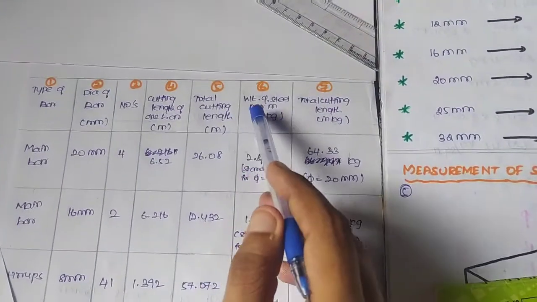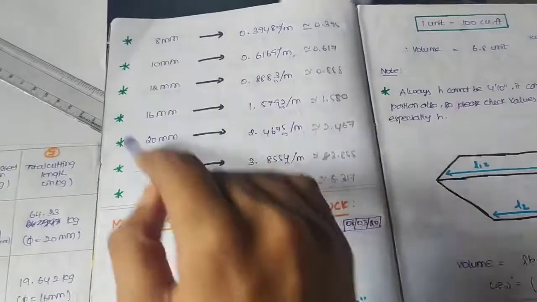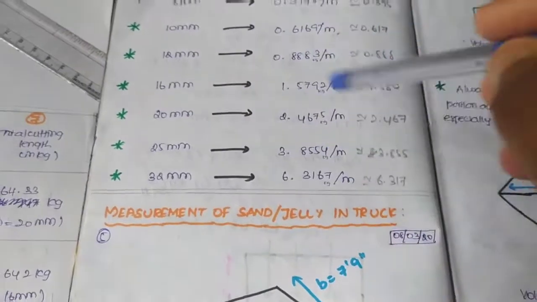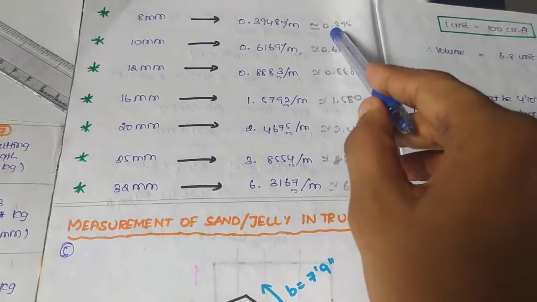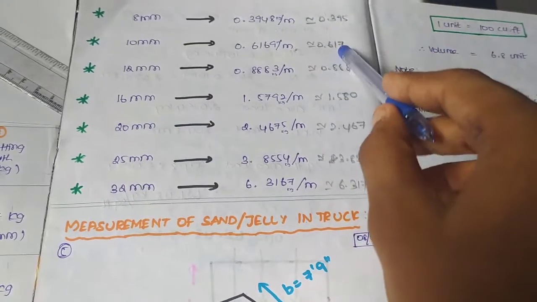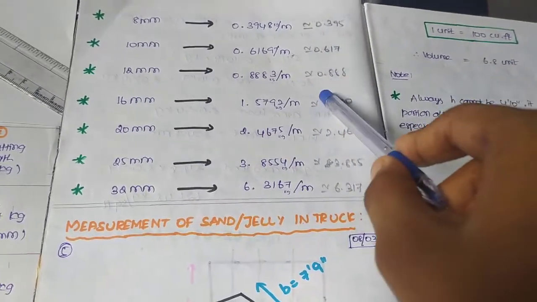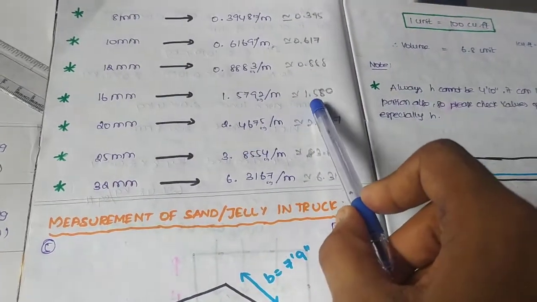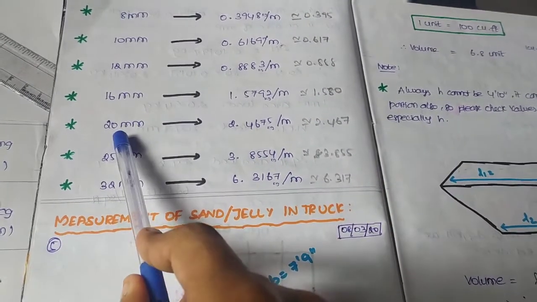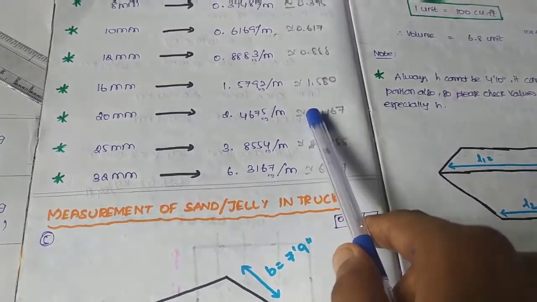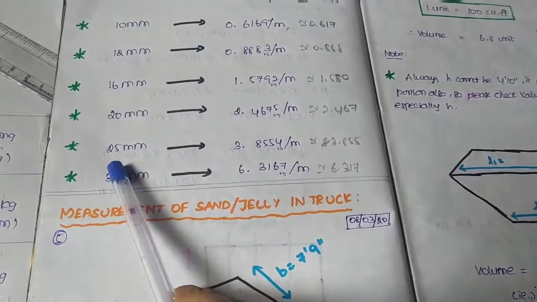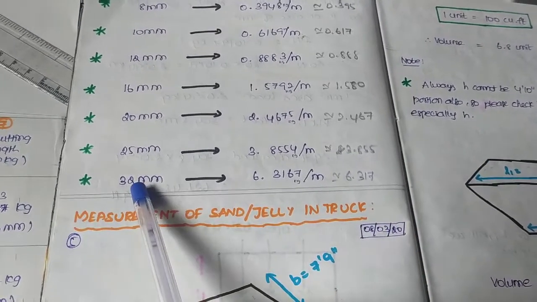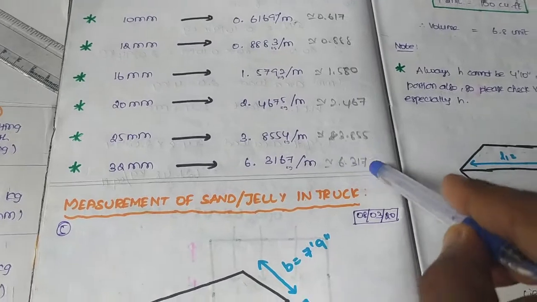Next, weight of steel per meter in kilogram. This is a standard, so please take a screenshot. I know that you are aware of these things. For 8 mm dia bar, the weight of steel per meter is 0.395 kg. For 10 mm it is 0.617 kg. For 12 mm it is 0.888 kg. For 16 mm it is 1.580 kg. For 20 mm it is 2.467 kg. For 25 mm it is 3.855 kg. And for 32 mm it is 6.317 kg.